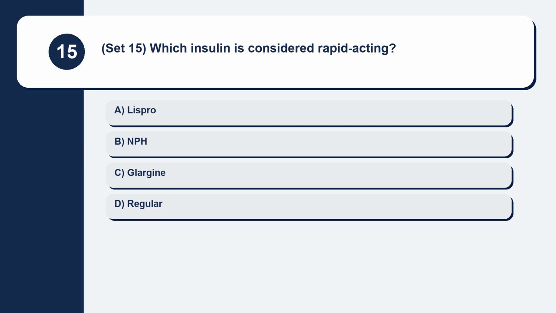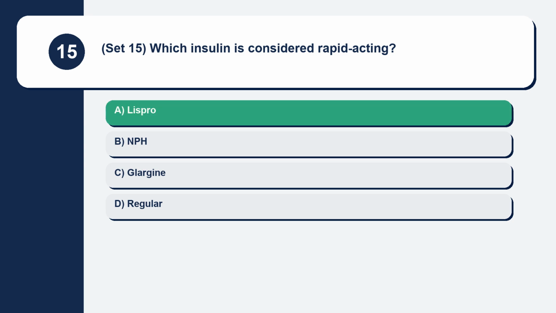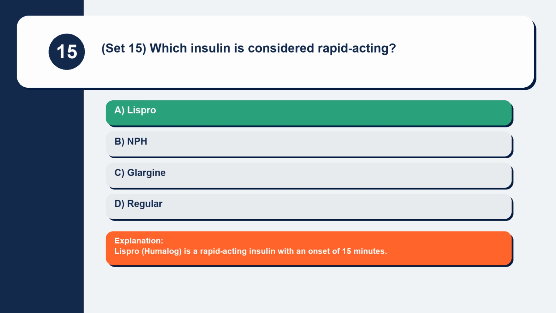Question 15. Set 15. Which insulin is considered rapid-acting? Lispro, NPH, Glargine, regular. Lispro, Humalog, is a rapid-acting insulin with an onset of 15 minutes.